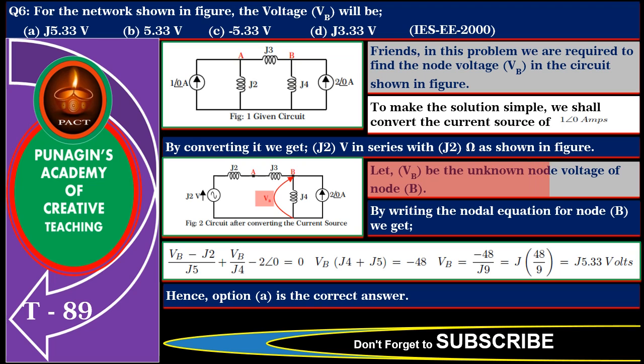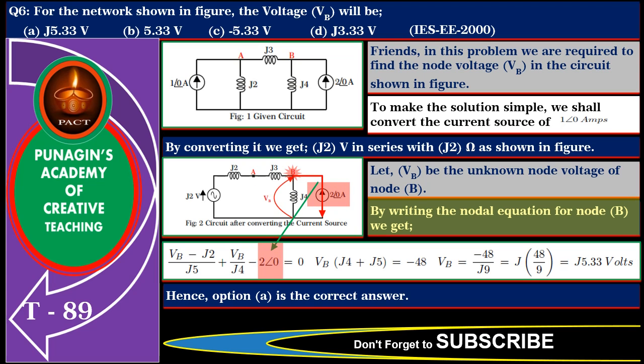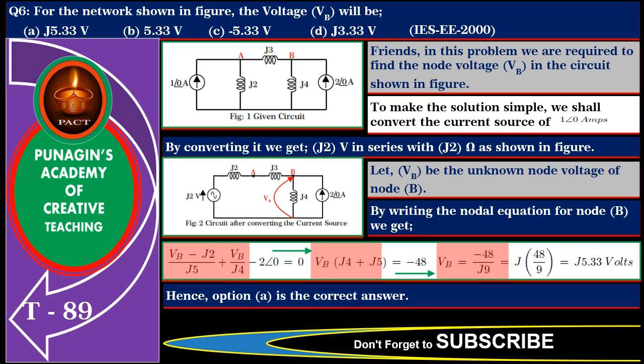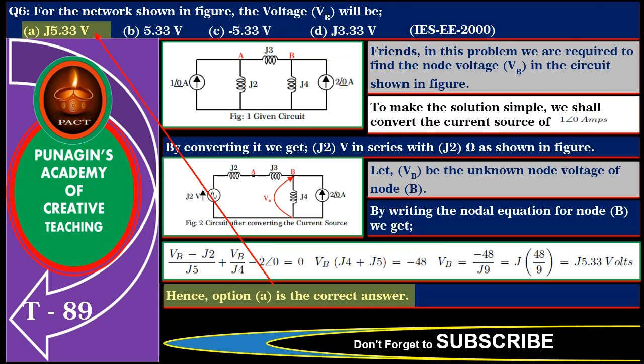Let VB be the unknown node voltage of node B. By writing the nodal equation for node B, we get (VB minus j2) divided by j5 plus VB divided by j4 minus 2 angle 0 is equal to 0. By solving this simple equation, we get VB is equal to j5.33 volts. Hence, option A is the correct answer.